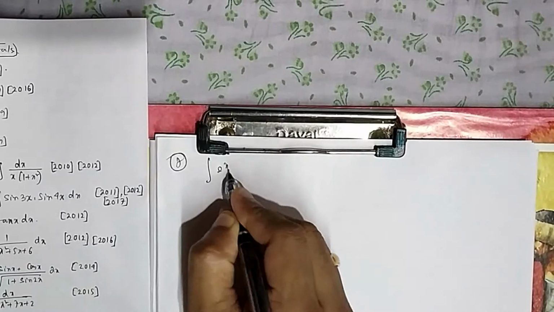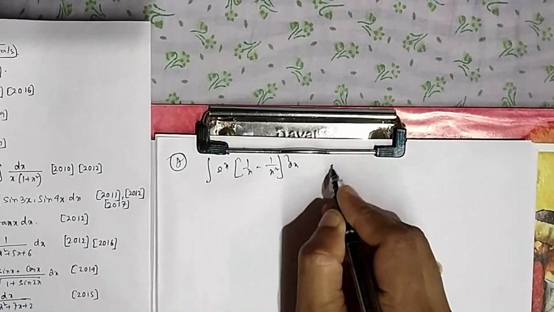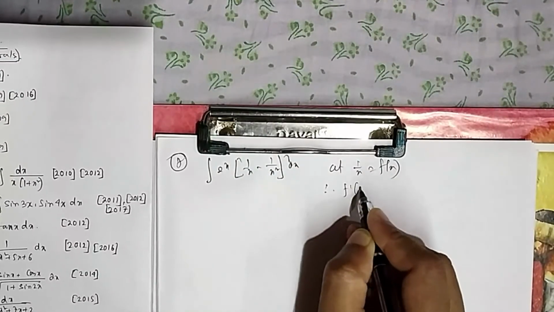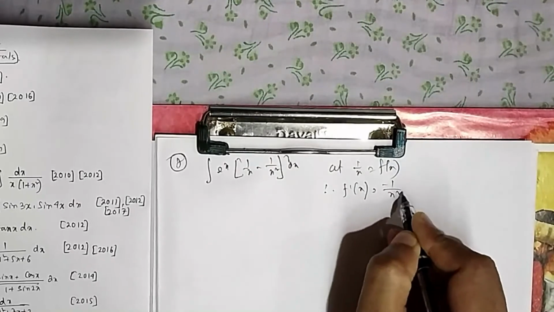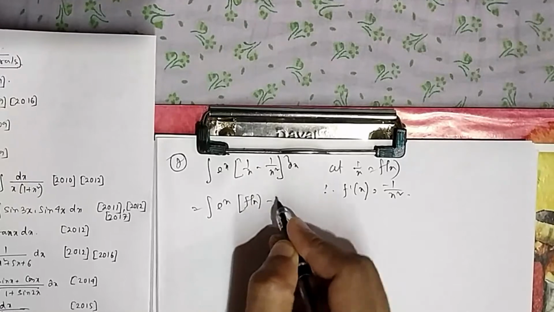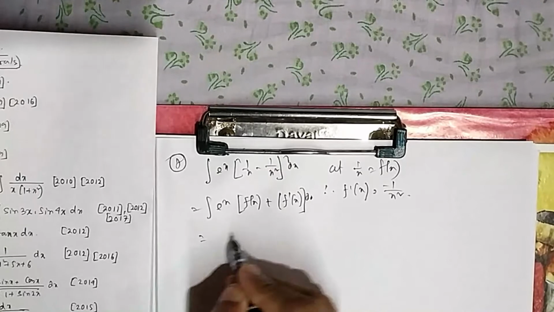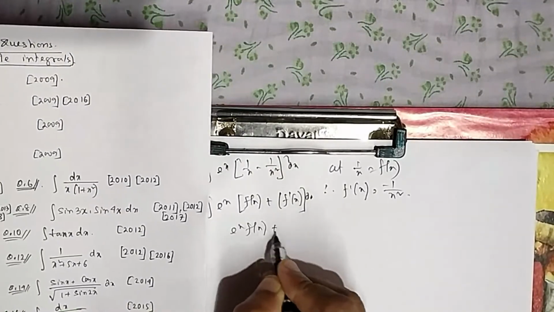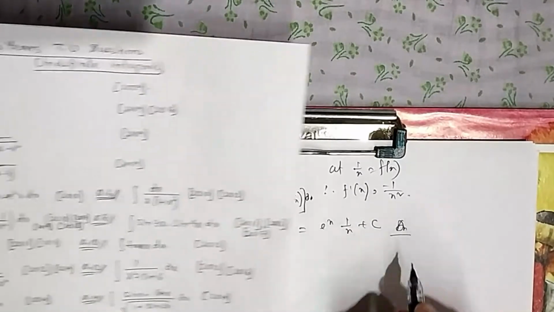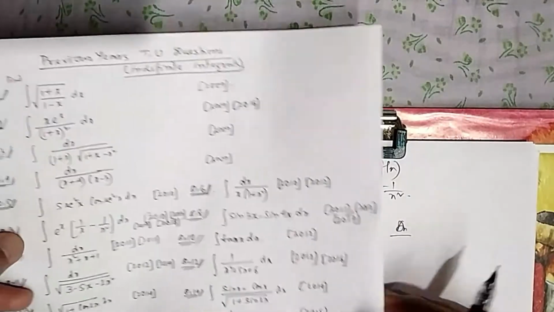So integration of e to the power x into 1 by x minus 1 by x square dx. So you can write let 1 by x equal to fx, therefore f dash x is equal to minus 1 by x square. So you put it like this, e to the power x, it is of this format, fx plus f dash x. So the answer of this one I know, e to the power x fx plus c. So what is my fx? Fx is 1 by x. So this is the answer, e to the power x by x plus c, using that formula.